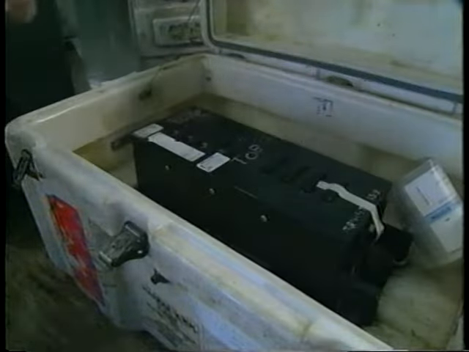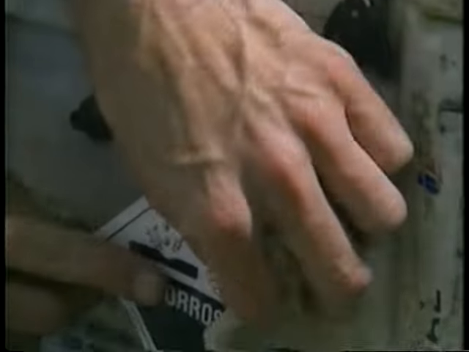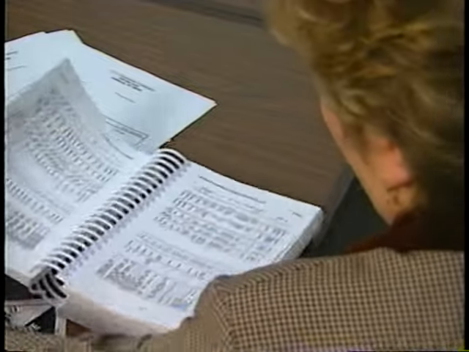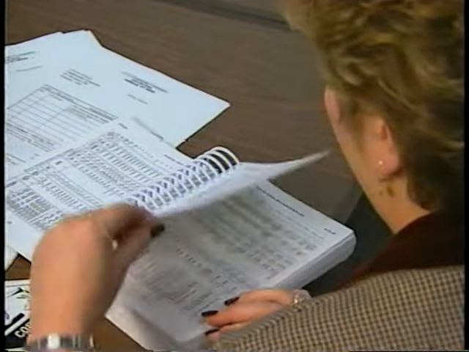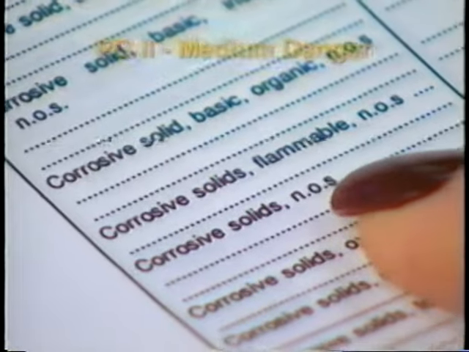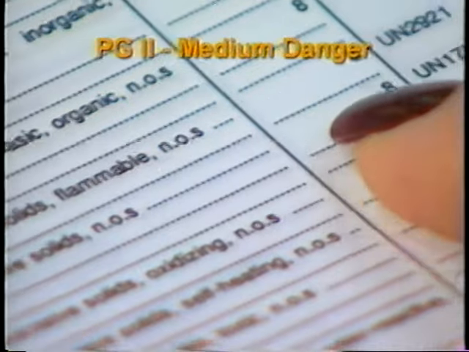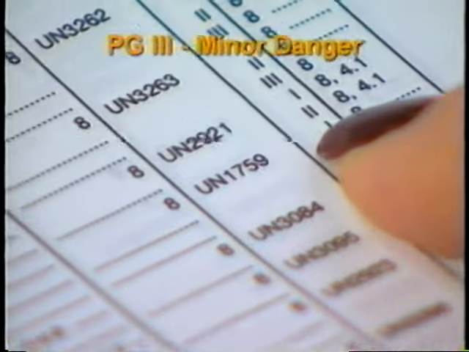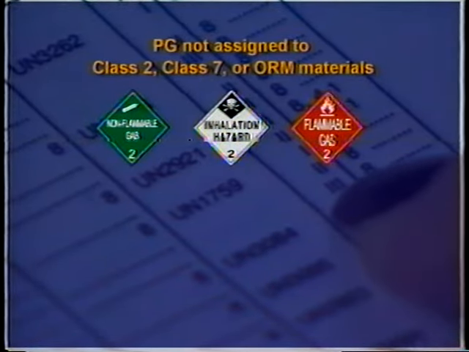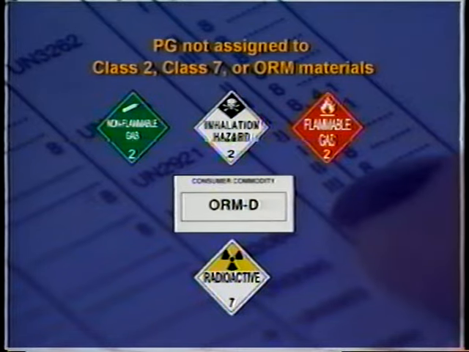Hazardous materials must be properly packaged, marked, and if required, labeled and placarded. Packing groups must be considered in selecting the proper packaging for hazardous materials. The packing group indicates the relative degree of danger of the material. Packing Group 1 represents great danger, Packing Group 2, medium danger, and Packing Group 3, minor danger. Packing groups are not assigned to Class 2, Class 7, or ORM materials.